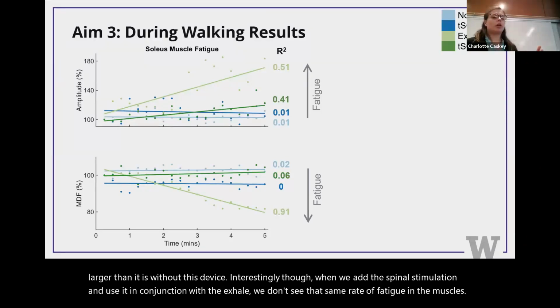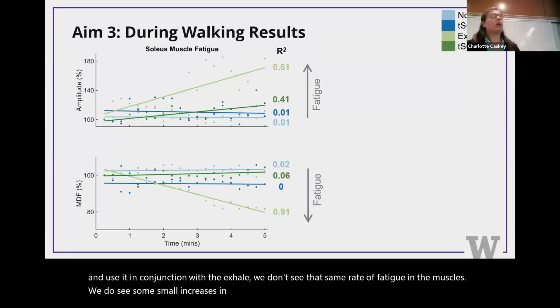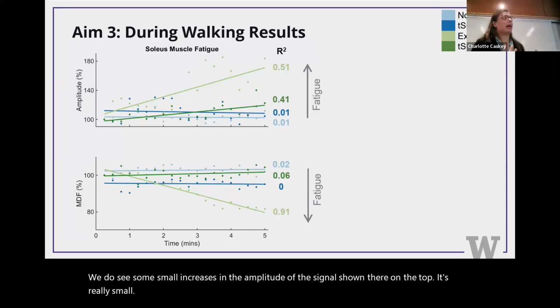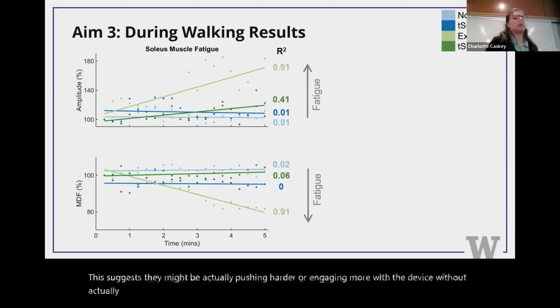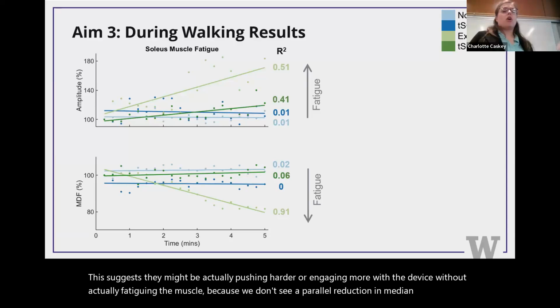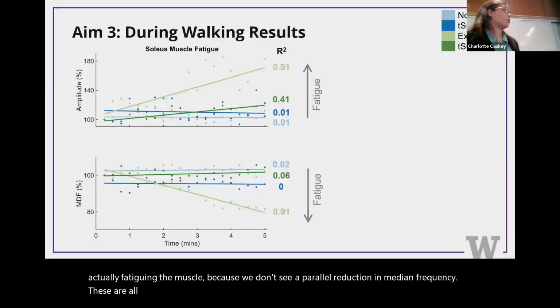We do see some small increases in the amplitude of the signal, shown there on the top. It's really small. This suggests they might actually be pushing harder or engaging more with the device without fatiguing the muscle, because we don't see a parallel reduction in median frequency. These are all linear regressions where I show the R squared on the side.